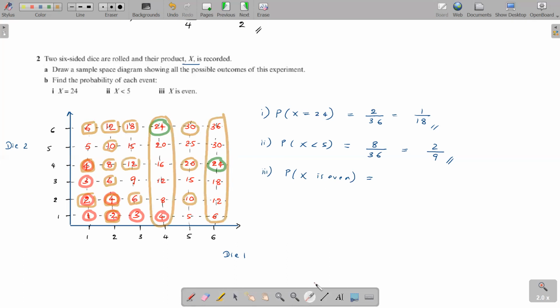So you have to count all of these and see how many there are. Most of them are even here, right? 1, 2, 3, 4, 5, 6, 7, 8, 9, 10, 11, 12, 13, 14, 15, 16, 17, 18, 19, 20, 21, 22, 23, 24, 25, 26, 27. So out of 36, we have 27 where x is even. So 27 over 36, we could simplify by 9. 9 times 3 is 27, 9 times 4 is 36. So it's 3 over 4. This is the probability that x is even.